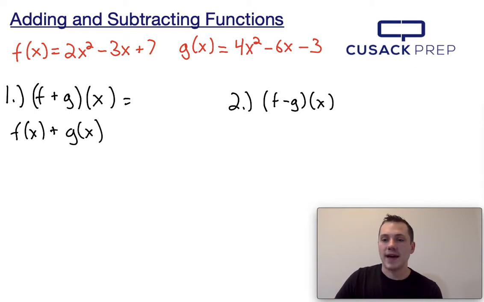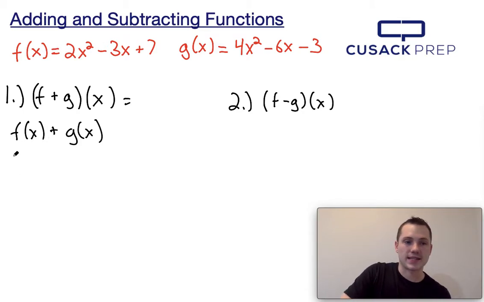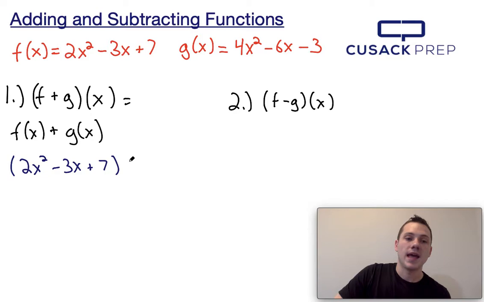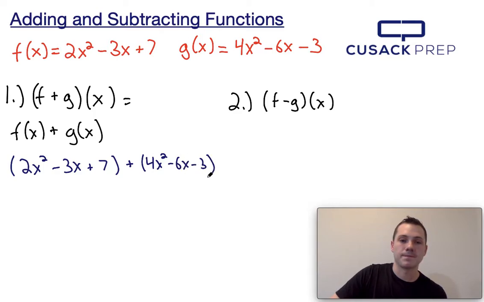Now, since f of x is equivalent to all of this, I can replace f of x with 2x squared minus 3x plus 7. And when I make that replacement, I use parentheses. It's a good habit to pick. You don't always need it, but if you forget when you do need it, it's going to create problems. We'll see that in the next example. And then since g of x is 4x squared minus 6x minus 3, I can just write that there in parentheses.